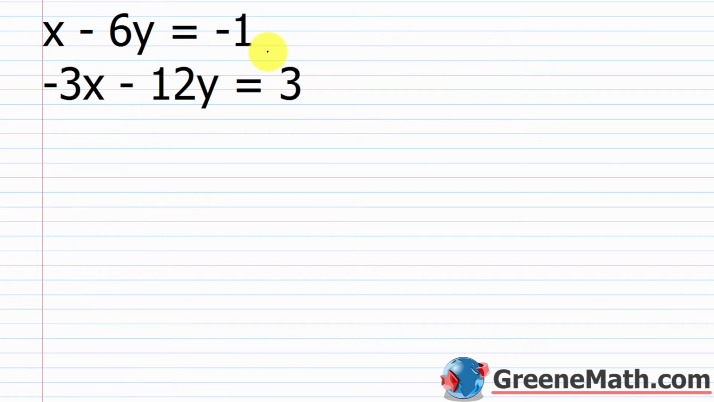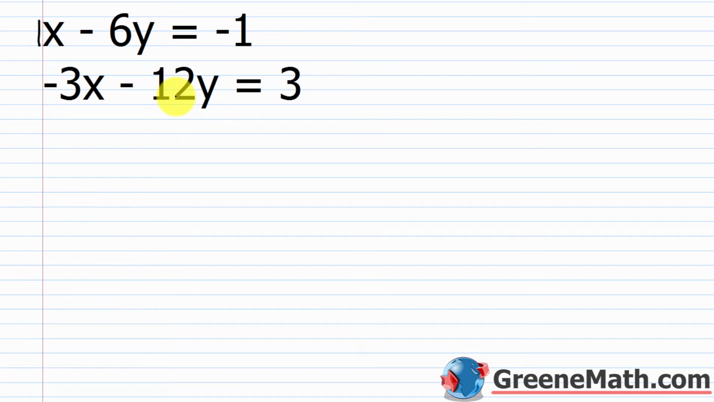All right, let's take a look at one that's a little bit harder. So we have x minus 6y equals negative 1, and negative 3x minus 12y equals 3. So if we look here, we see that they're both in standard form already. Ax plus by equals c. The next thing we want to think about is looking at the coefficients for each variable. If I look at the coefficients for x, I have a coefficient here of 1 and a coefficient here of negative 3. So those aren't opposites. If I look at the coefficients for y, I have negative 6 and negative 12. Those aren't opposites.